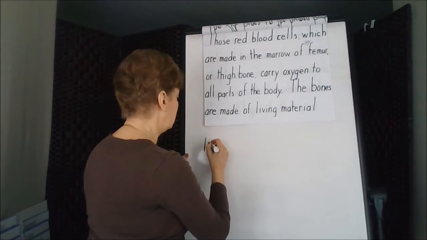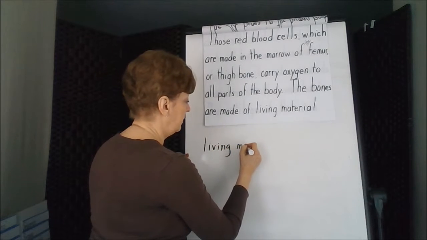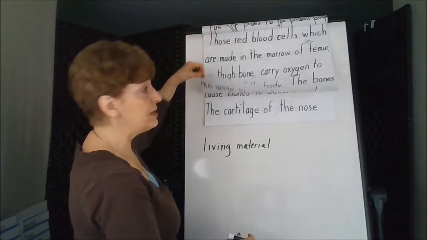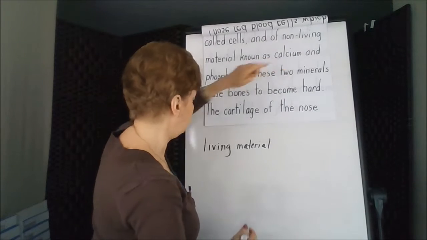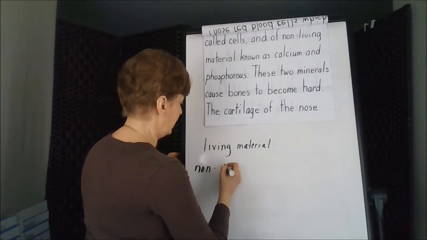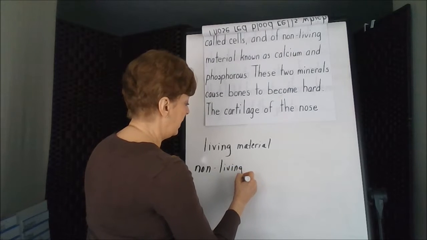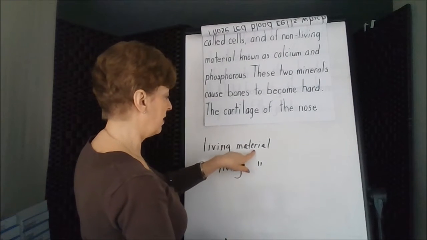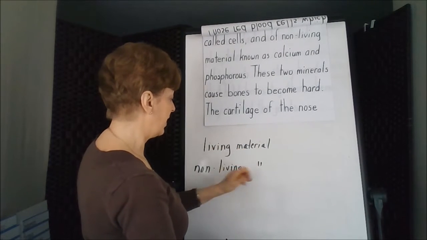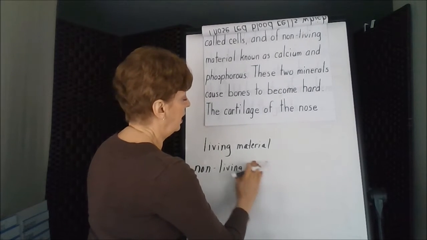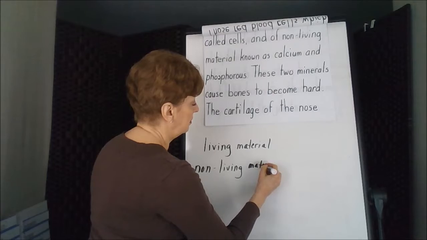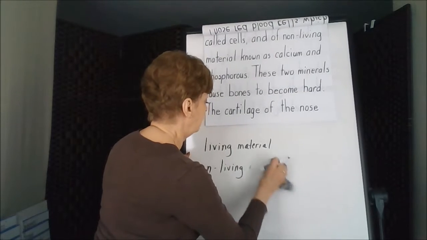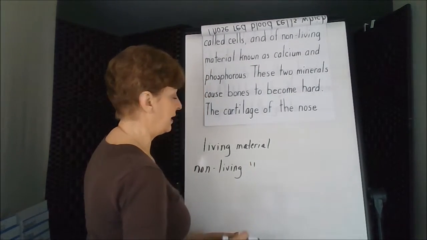Living material, so the bones have living material and non-living material. So that's an opposite. I'm going to do that one. And now I don't have to write material over again. I could just use those ditto marks, which means whatever is right above it comes down a line. So this saves me from writing material. I don't need to do that. I can just use ditto marks. So living material, non-living material.